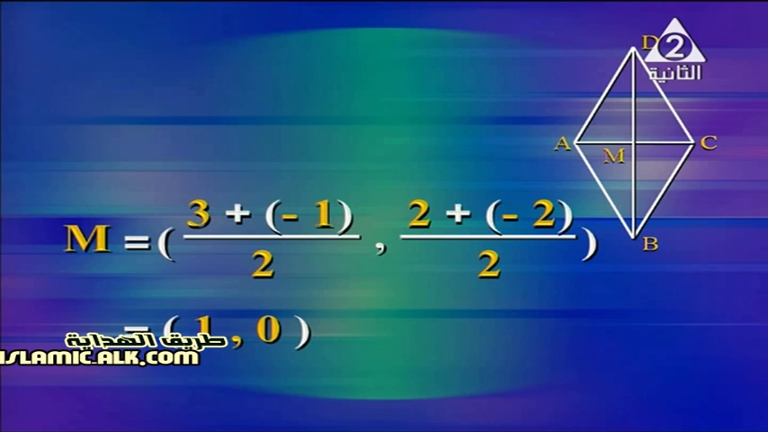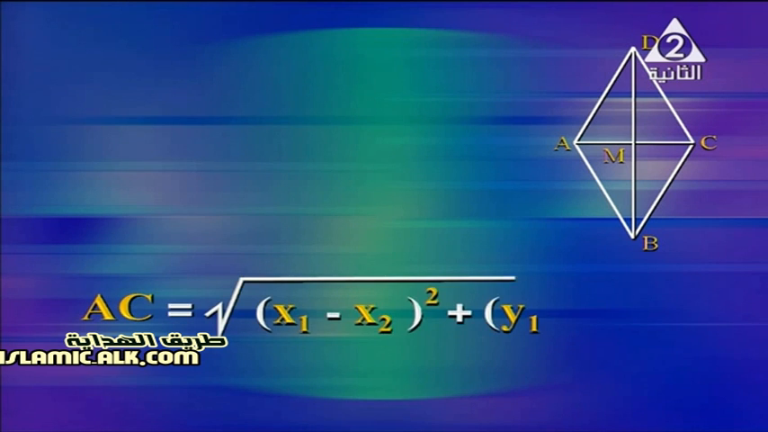Now, we have found the point of intersection of the diagonals. The next question is how to find the area of the rhombus. All of you knew that the area of a rhombus equals half times diagonal 1 times diagonal 2. So you want to find the length of AC and the length of BD. First of all, try to find the length of AC. It is the square root of (x1 - x2) to the power of 2 plus (y1 - y2) to the power of 2.